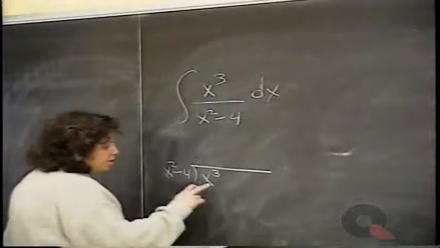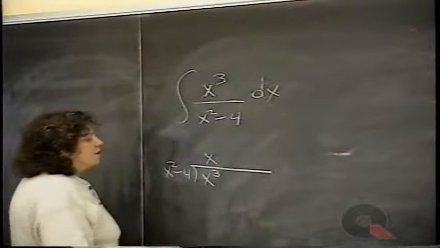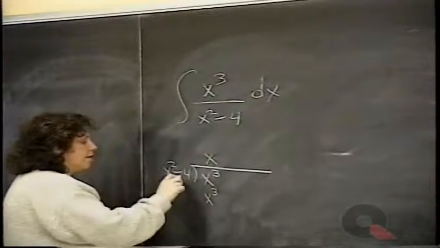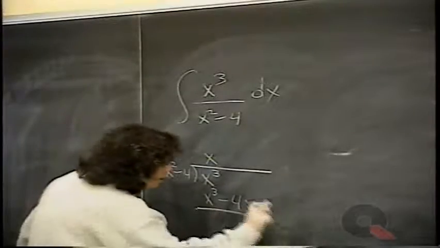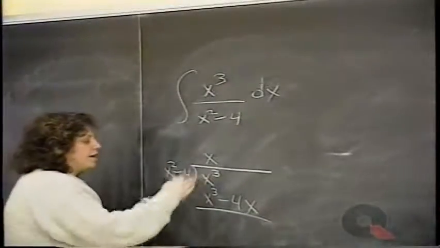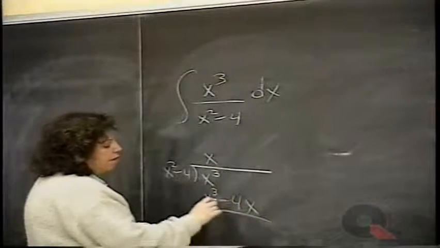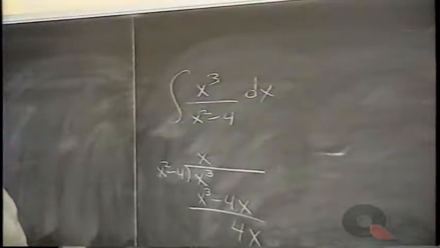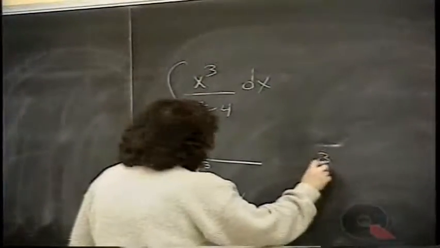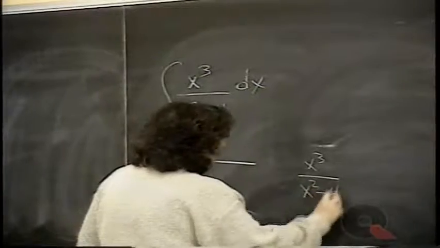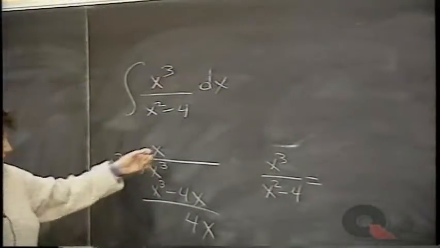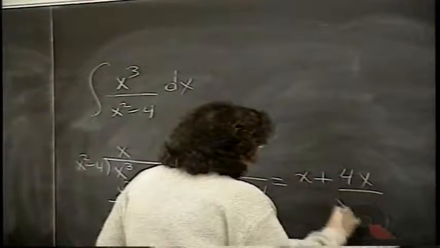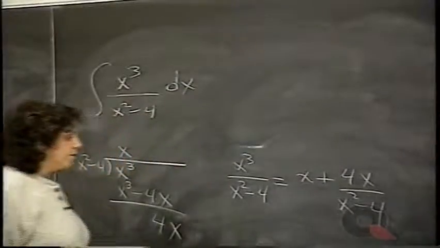Now, how many times does x squared go into x cubed? It goes x times, and then we multiply x times x squared is x cubed. x times the minus 4 is minus 4x, and we subtract. x cubed minus x cubed, 0. 0 minus a minus 4x comes out to be 4x. And we can rewrite our original problem, x cubed over x squared minus 4, as the quotient x plus the remainder 4x over the divisor x squared minus 4.